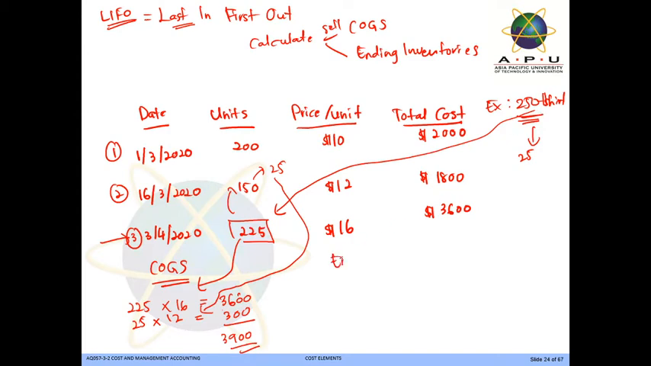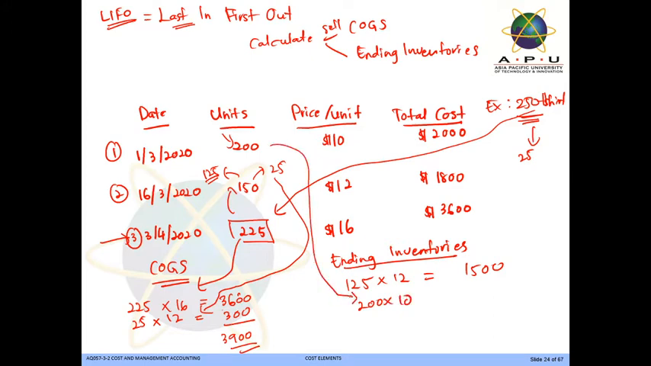And the ending inventory will be the remaining. From here we still have the remaining 125 of the second batch, the inventory we didn't manage to sell, times 12. How much do we get? 1,500. And then the last one will be 200 times 10 from here, plus this remaining 125. Then we get 3,500. Okay, so this is our ending inventory.